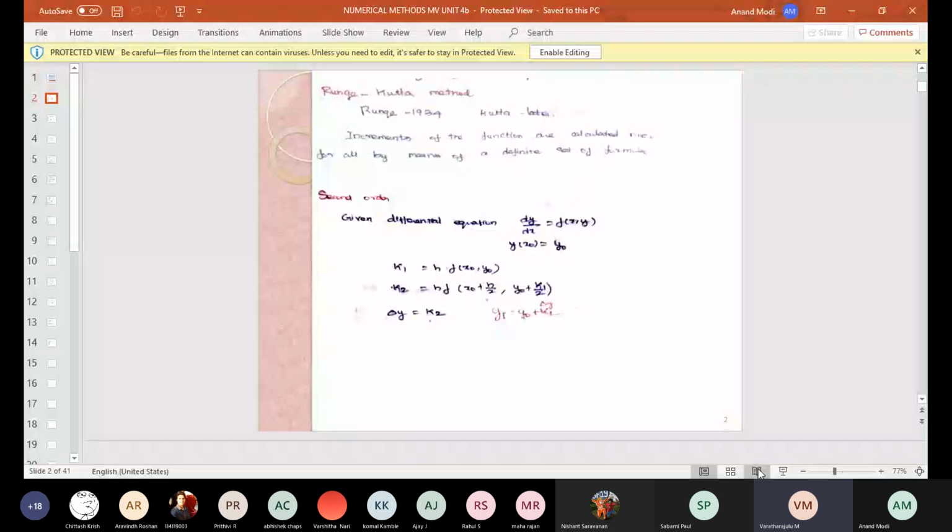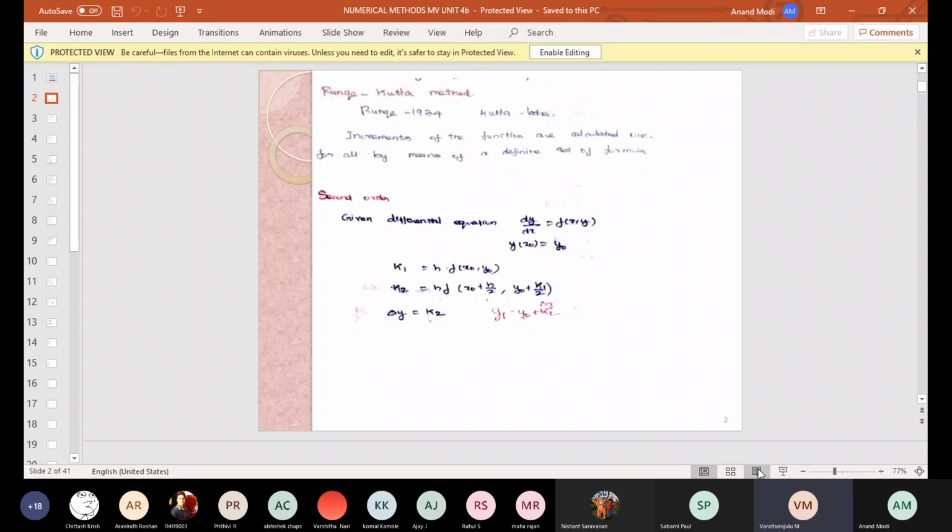And please note the basic information: the given physical phenomenon is dy by dx, which is a function of x and y, and our initial given boundary condition with the problem is x naught and y naught. If x naught is 0 or 1, that gives the value of y naught, and we are going to find k1, k2. K1 is h of f of x naught comma y naught. Here h is a fixed number, called the step size. That is an increment.